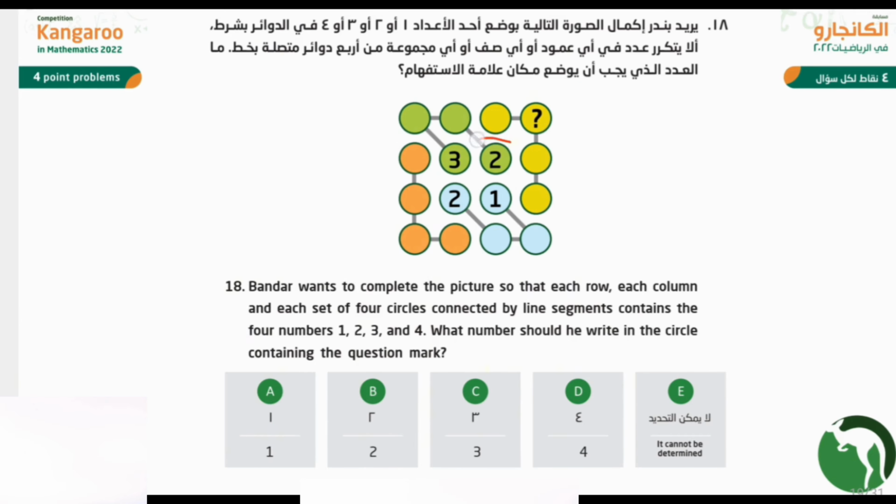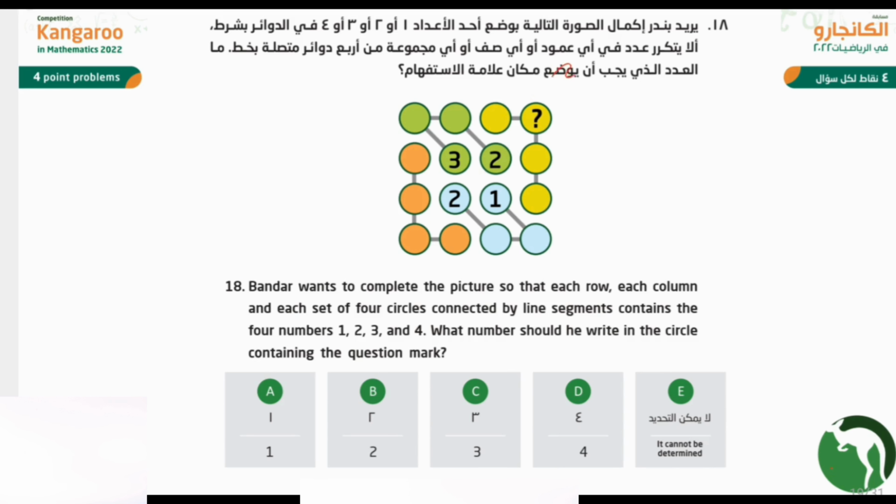So if we look here at this row here, in this circle, we cannot write two or three because we already have two and three here, so it's not correct to write here two or three, and here we cannot write two or one. And if we look at this column here also, we cannot write two and one.